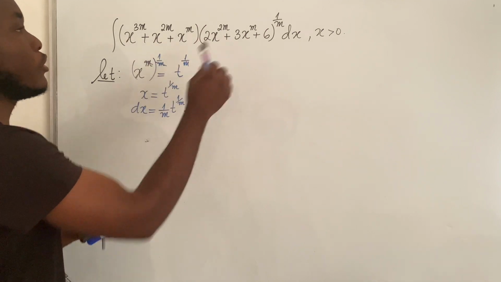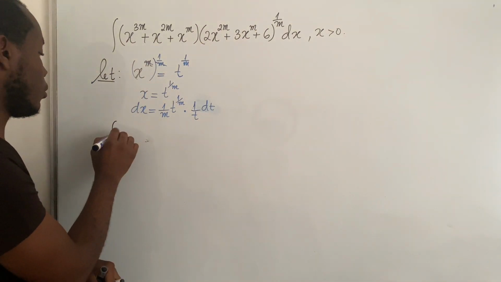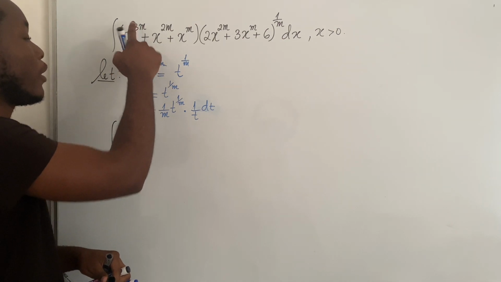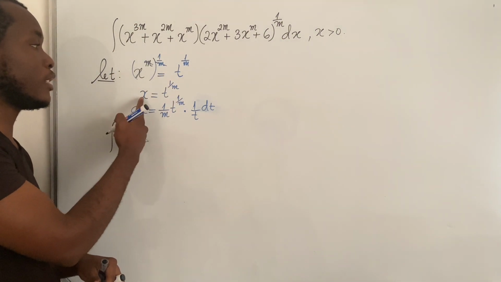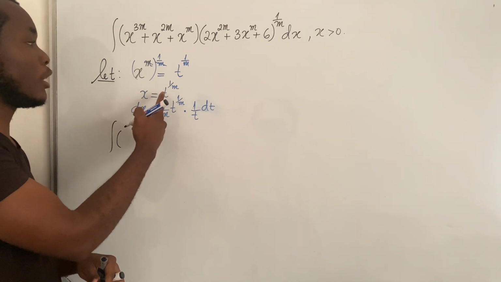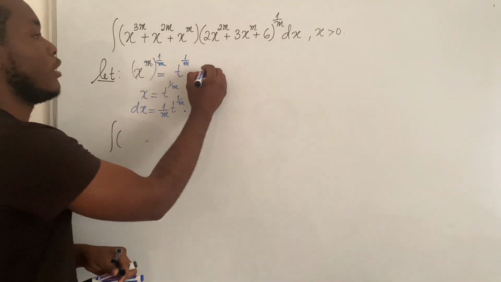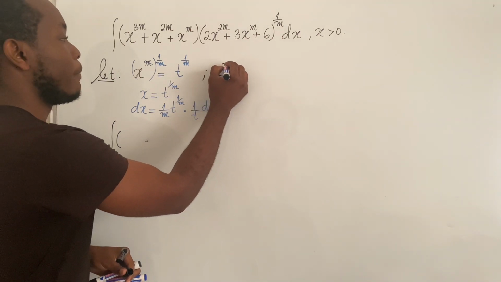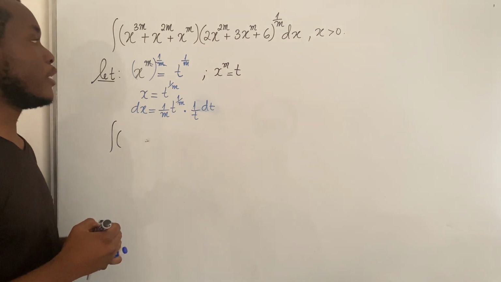So if we substitute in our given integral, we have x to the power m, and we have x is equal to t to the power 1 over m. So where there is x, we can substitute by this expression, where we let in the beginning x to the power m be t. Remember, we said x to the power m to be t in the beginning, before we apply this approach.